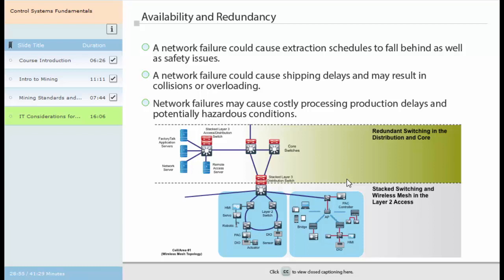Failure to read sensors that monitor weight and volume may cause vehicles to be overloaded and operate in a potentially hazardous manner. In the processing phase, network failures may cause costly processing production delays, but in terms of safety, machinery used to mix chemicals and crush rocks under extreme pressure may fall out of synchronization, causing potentially explosive and hazardous conditions. For these reasons, mining networks must be carefully managed and controlled to maintain availability and stability.